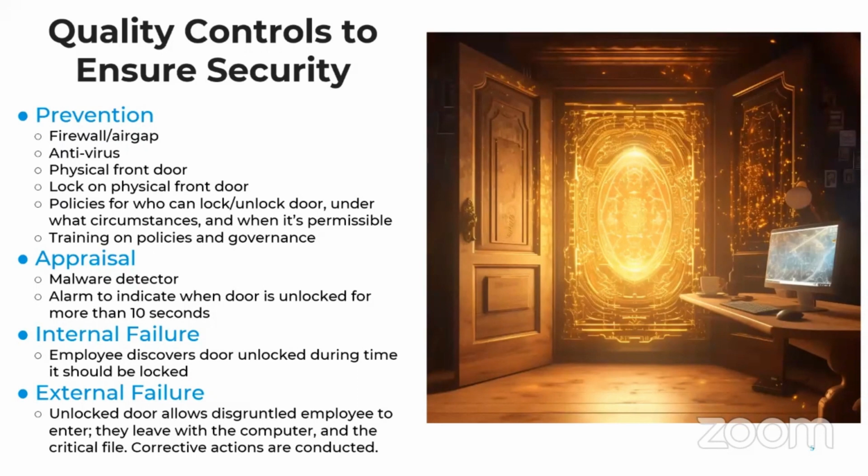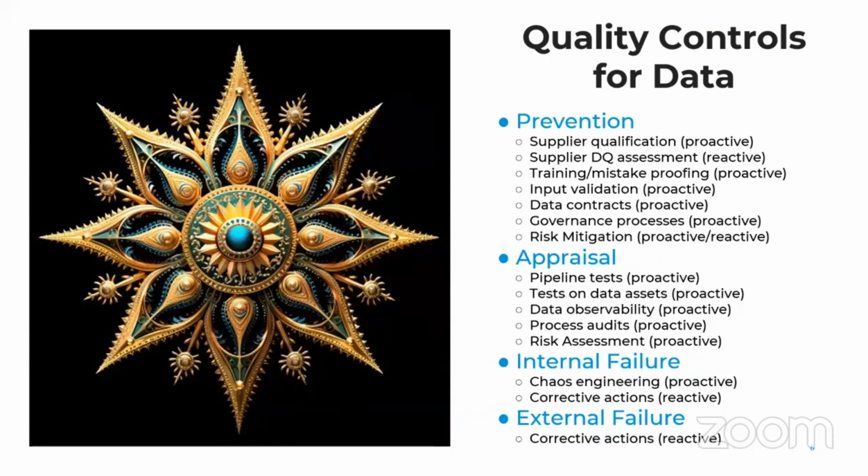So when you think about the concept of controls, the first point that I want to make is to start thinking about them in terms of these four categories of prevention, appraisal, internal failure, and external failure, because the corrective actions we take as a result of the failures are just as much quality controls as training or governance or running tests on our data assets. If we think about quality controls for data in terms of these four categories, this is not an exhaustive list, but some of the things that you might encounter in your organization, in addition to tests, are things like supplier qualification.